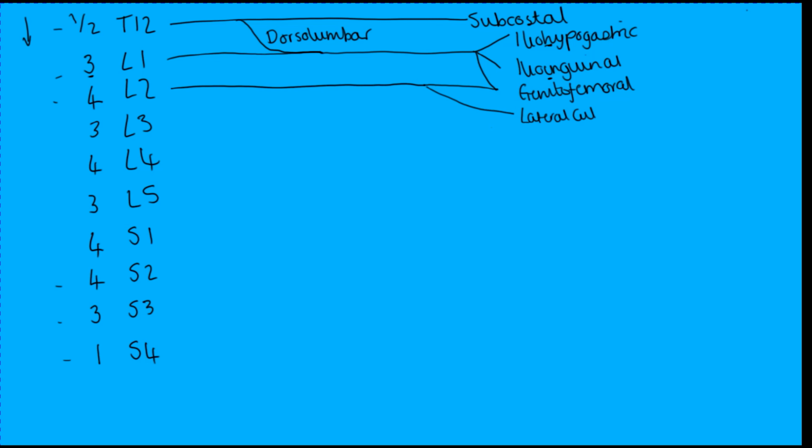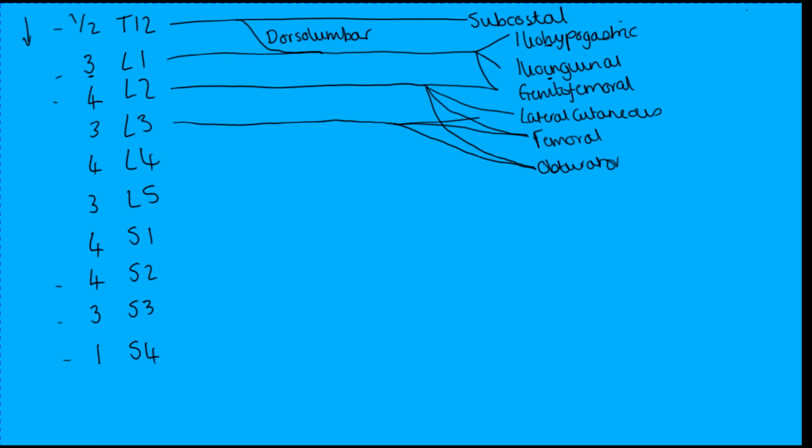But why we include this within the lumbosacral plexus is because within some people, T12 fibres also enter the lumbosacral plexus via this bridge of nerves here, which is the dorso-lumbar nerve. Okay, and this joins with fibres from L1.